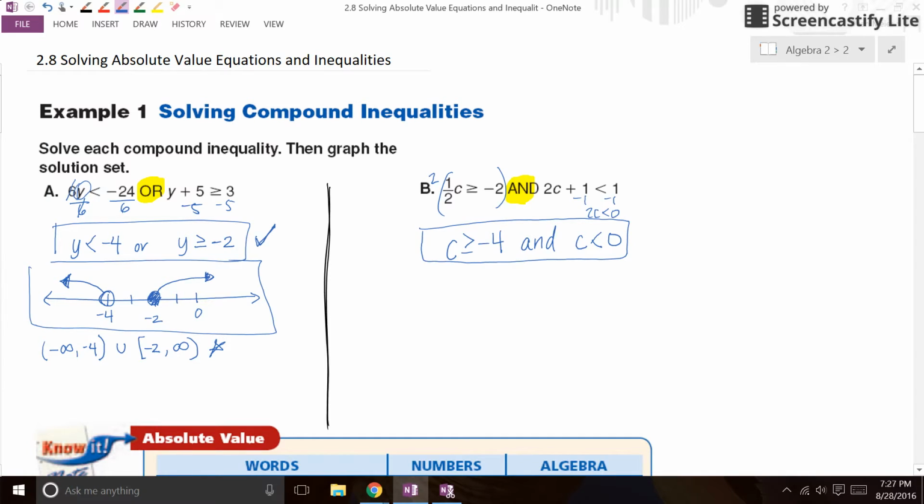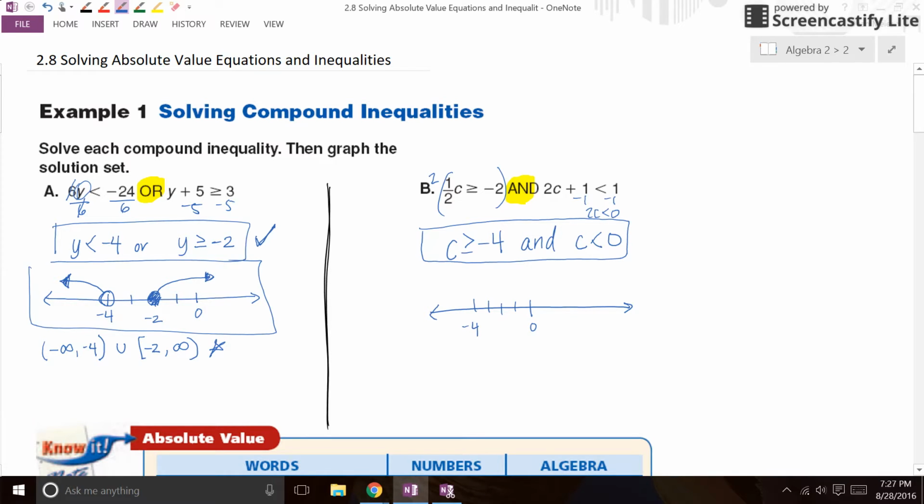C is greater than -4 and less than 0. Those are the only answers that you can use, greater than -4 and less than 0. So what does it look like on a number line? It would look like this. All right, here's 0. Here's 1, 2, 3, 4, -4.